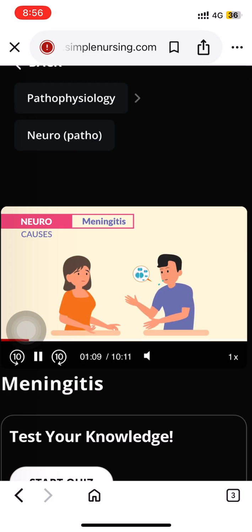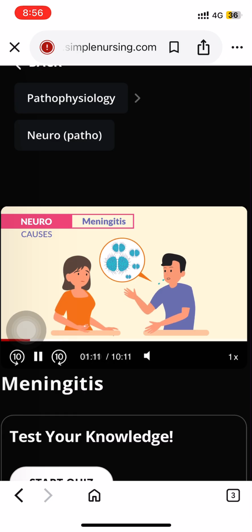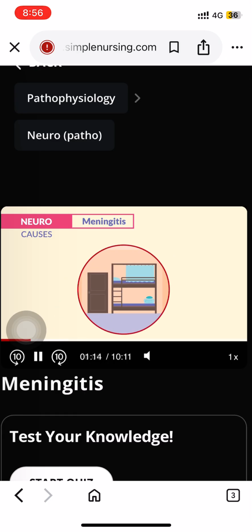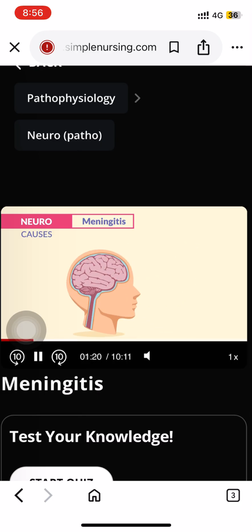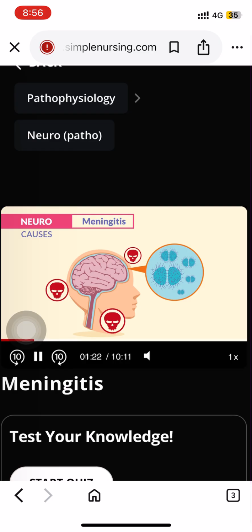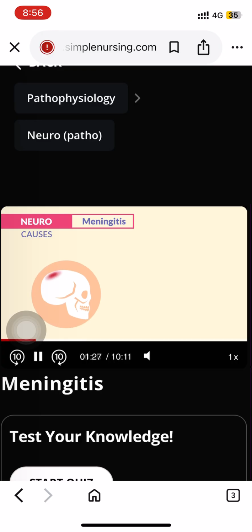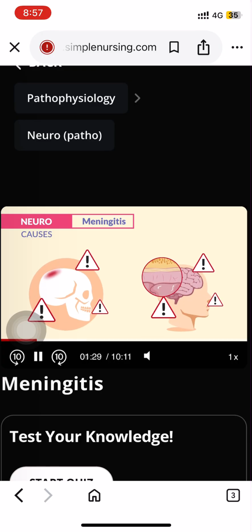Now, it spreads by being exposed to another infectious person. Very common in college dorm rooms where we have tight quarters, or even in hospitals like after surgery. Either way, it invades the CSF, that cerebral spinal fluid, within that subarachnoid space, causing major swelling and inflammation.